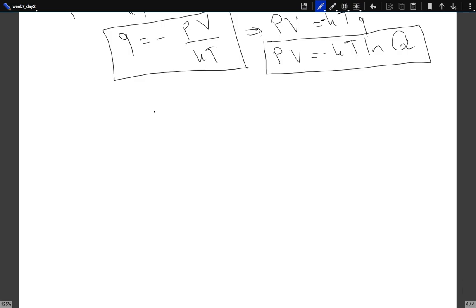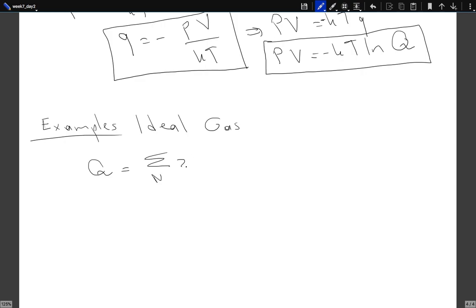Some examples that we had already discussed to some extent, like the ideal gas. Well, the grand canonical partition function, we had already seen that this is just the sum over all the number of particles n of the fugacity to the power n times the canonical partition function corresponding to n particles.